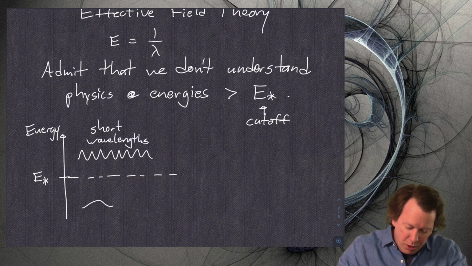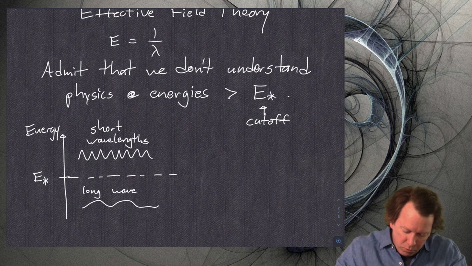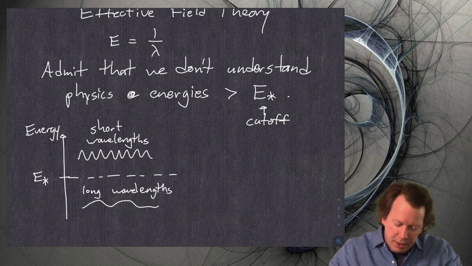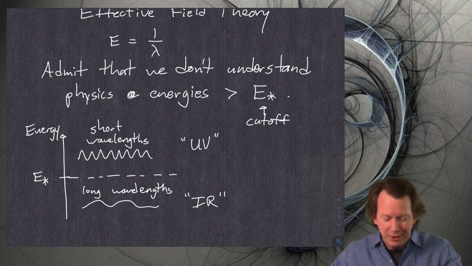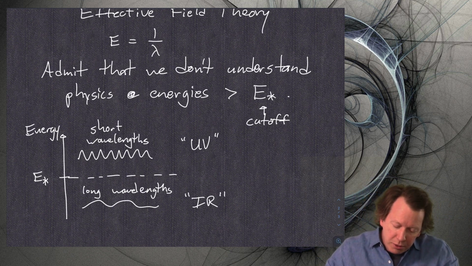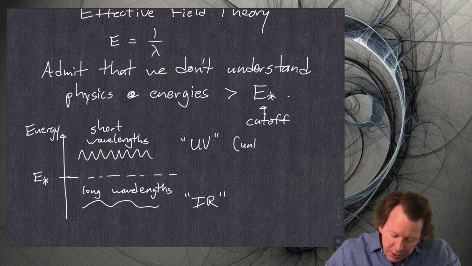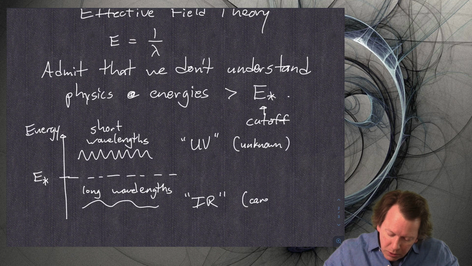And down here below the cutoff, we have long wavelengths. And these are the labels we put on here. This is the UV, okay? And this is the IR. This literally stands for ultraviolet and infrared: ultraviolet is short wavelength, infrared is long wavelength. And we say, look, the ultraviolet is unknown to us. We don't know what's going on there. The infrared is what we care about. That's what we're trying to invent a theory to describe.